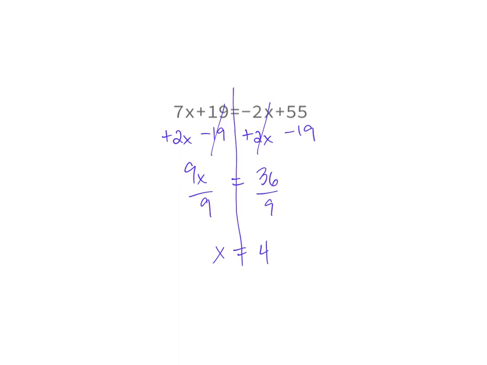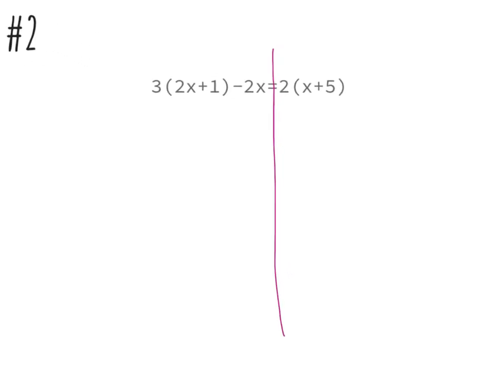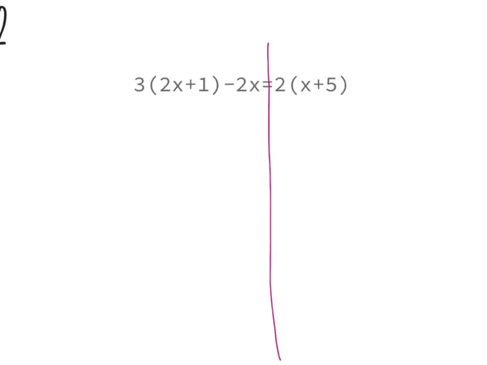We're going to do a more complicated example now. Now we have some distribution, combining like terms. The first thing I'm going to do, though, is draw that line down the equal sign so I make sure that I don't do things I'm not supposed to do. And I'm also going to zoom in here so I have a little bit more space. So my first step is going to be to distribute. On the left side, I have 3 times 2x plus 1. So 3 times 2x is 6x. 3 times 1 is a positive 3, so plus 3.